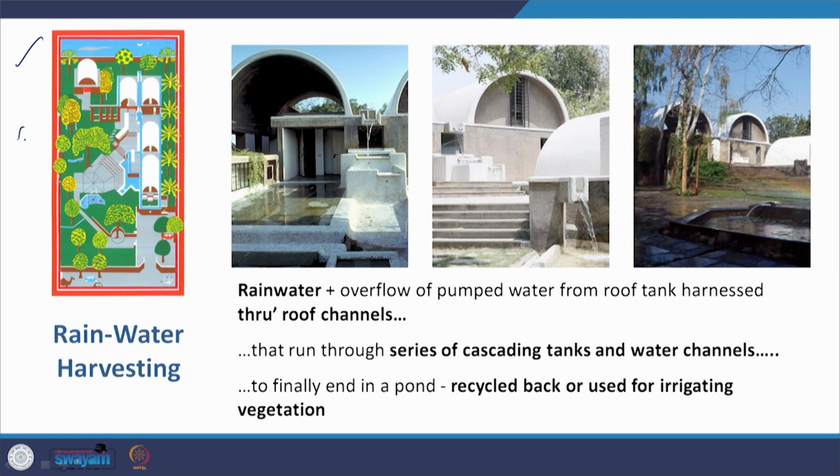Now the rainwater and the overflow of the pumped water from the roof tank is harnessed through these roof channels. It runs through this series of cascading tanks, goes on, and then through an underwater channel it comes into this pond here, and that is recycled back and used for irrigation of vegetation. Now please remember, this is a project from the beginning of the 1980s, ended in 1981.